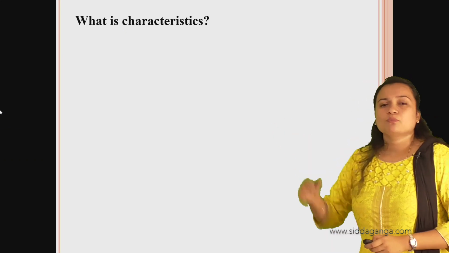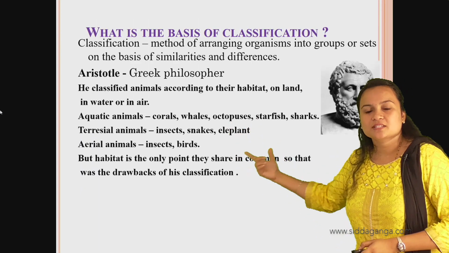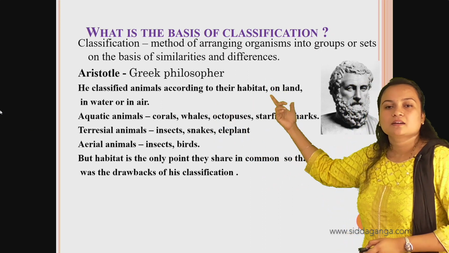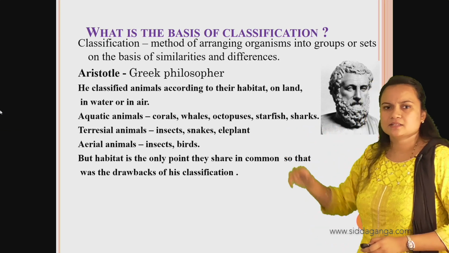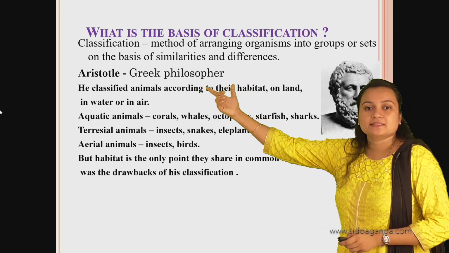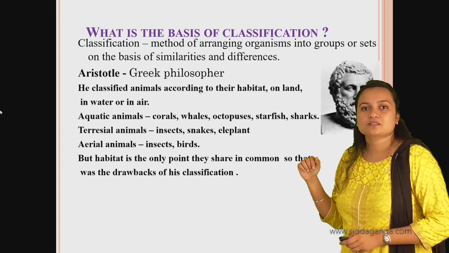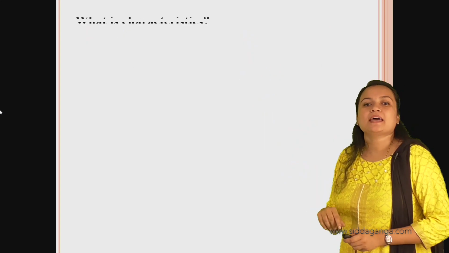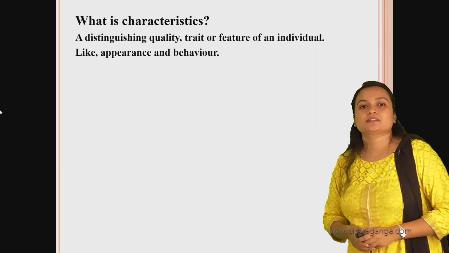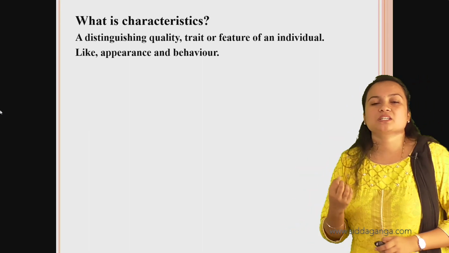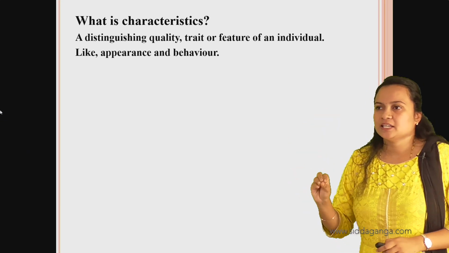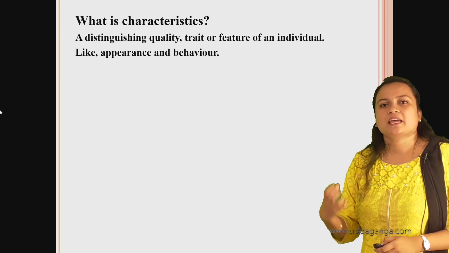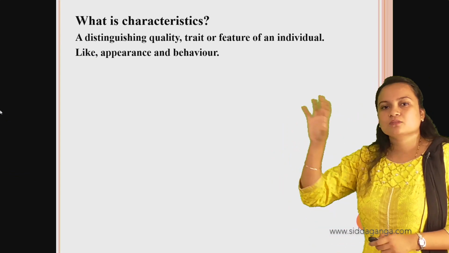Next, what are characters then? I said there are different types, different similarities and differences. Similarities and differences are the basis of classification. Then what are similarities and what are differences? These are the characters. Then what is a character? A character is a distinguishing quality or trait of an individual. If there is an individual, they have some qualities, some features. Those are the characters.